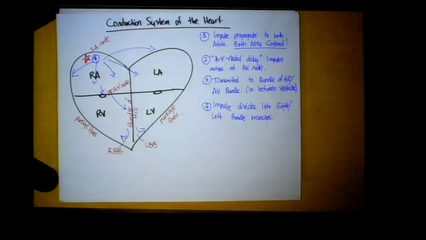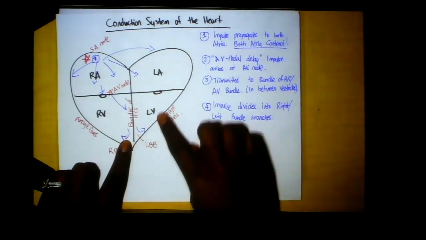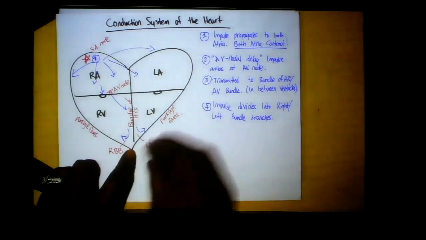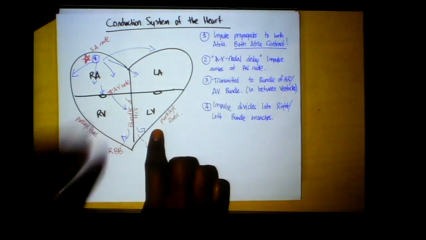Okay. So we're going to have this impulse being split off here. Some of these are going to travel via the left bundle branches up to the left ventricle. Some of this is going to travel via the right bundle branches up to the right ventricle.